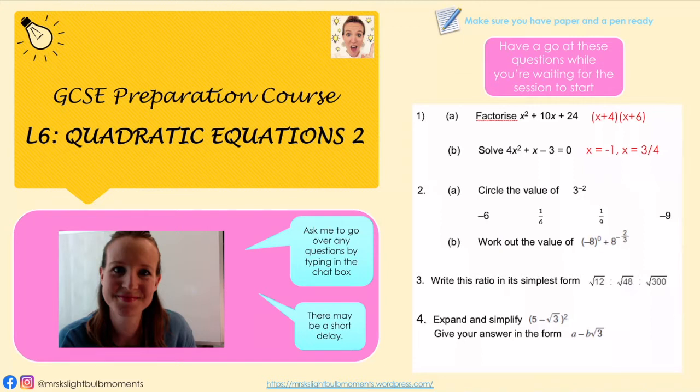Question 2a, we had to circle the value of 3 to the power of minus 2. We get 1 over 9. And for b, it was 1.25 or equivalent. So OE just means or equivalent. So you could have written 1¼ or 5/4 or anything that means the same as 1¼.